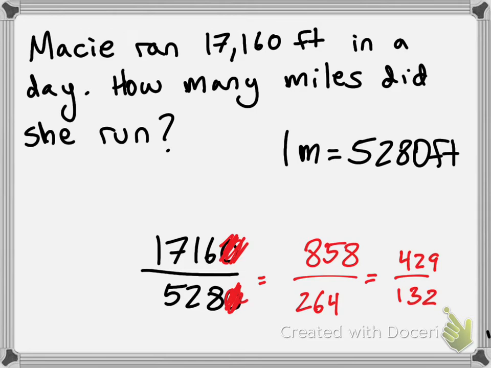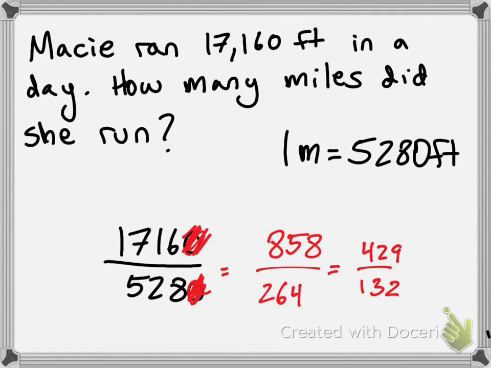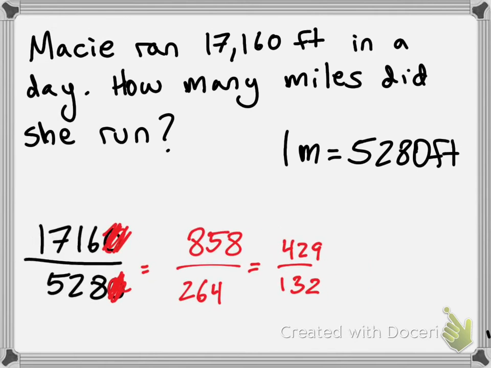I actually can get it more simplified, like I said. It's kind of hard to do this with lots of big numbers, but I don't think they're as big of numbers on the test, just to make our lives easier. So when I do this, I can divide them by 3. I get 143 over 44. And that's the smallest I can get it. 143 over 44.